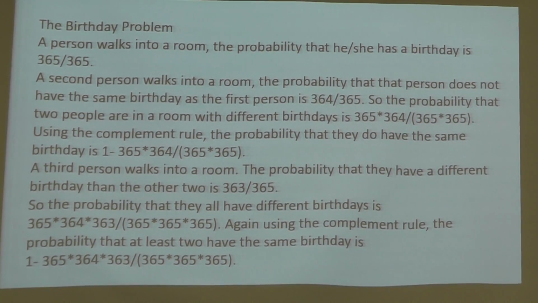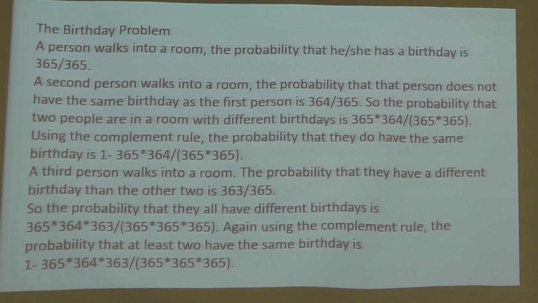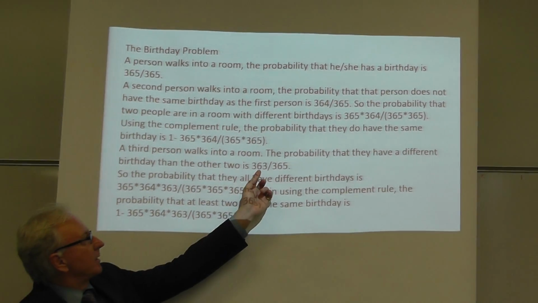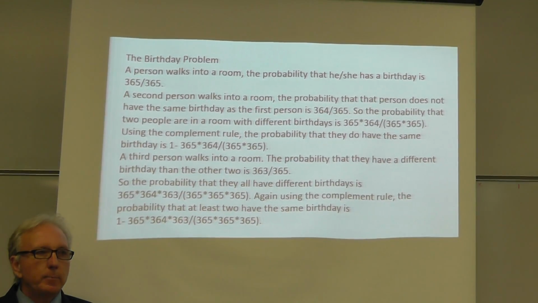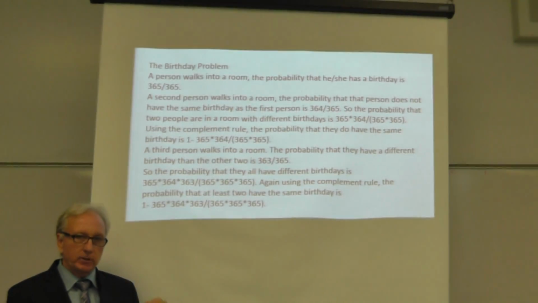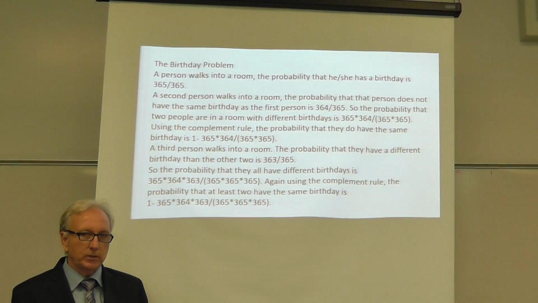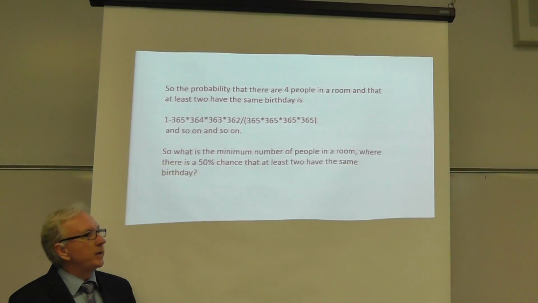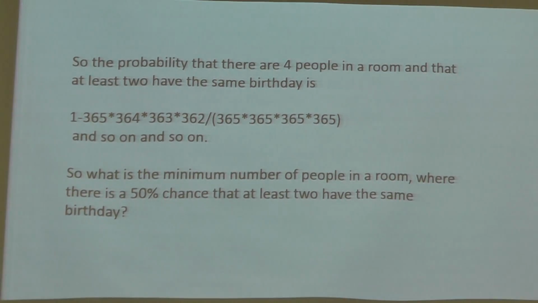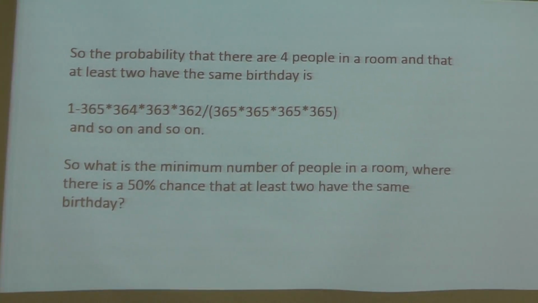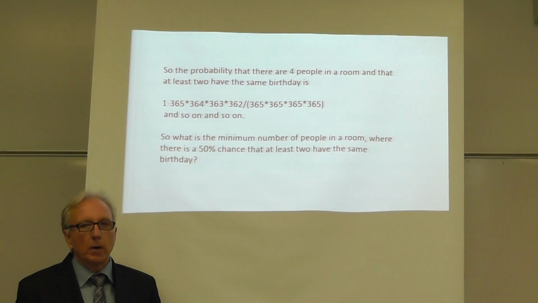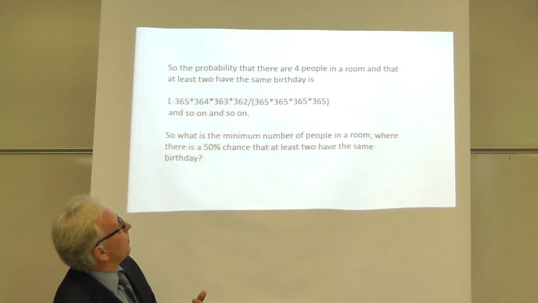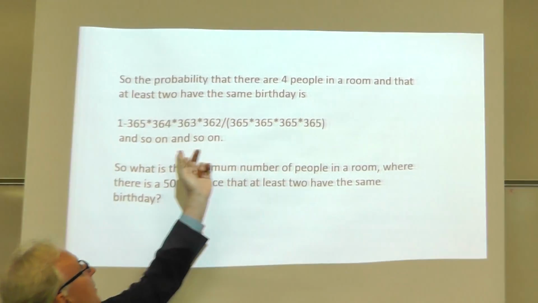So going on, okay, we see that a third person walks into a room. The probability that the third person does not have the same birthday as the other two is 363 out of 365. So the probability that all three do not have the same birthday is 365 times 364 times 363 over 365 to the third power, right? So moving along, okay, the probability that a fourth person walks into a room and that at least two of them have the same birthday is 1 minus 365 times 364 times 363 times 362 over 365 to the fourth power, and so on and so on.